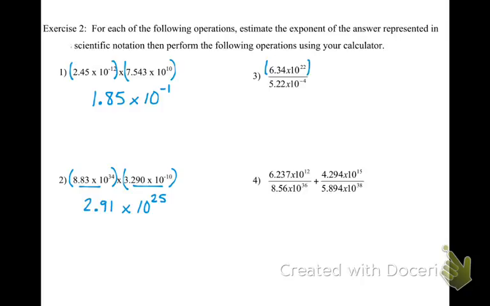So we've got 6.34 times 10 to the 22nd divided by 5.22 times 10 to the negative 4th. So you want to put parentheses around each of those scientific notation numbers, and you should come out with 1.21 times 10 to the 26th.